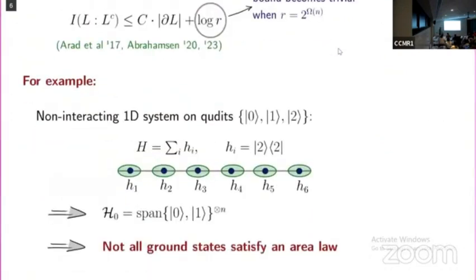And you can even have a very simple toy model that shows you that, in case you have an exponential degeneracy, then really you will find some states there that don't have any area law. This is intuitive.